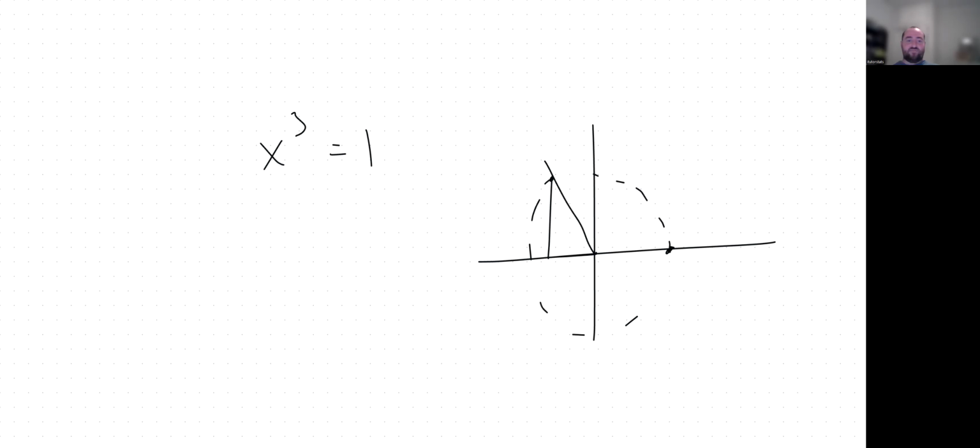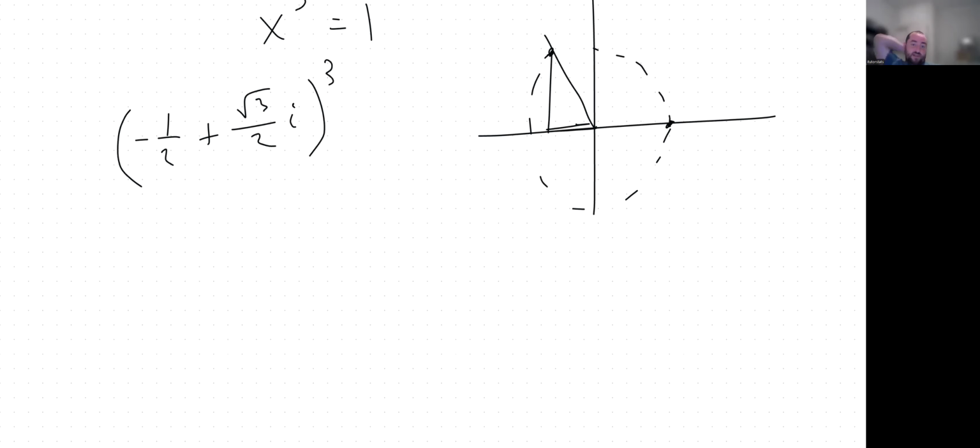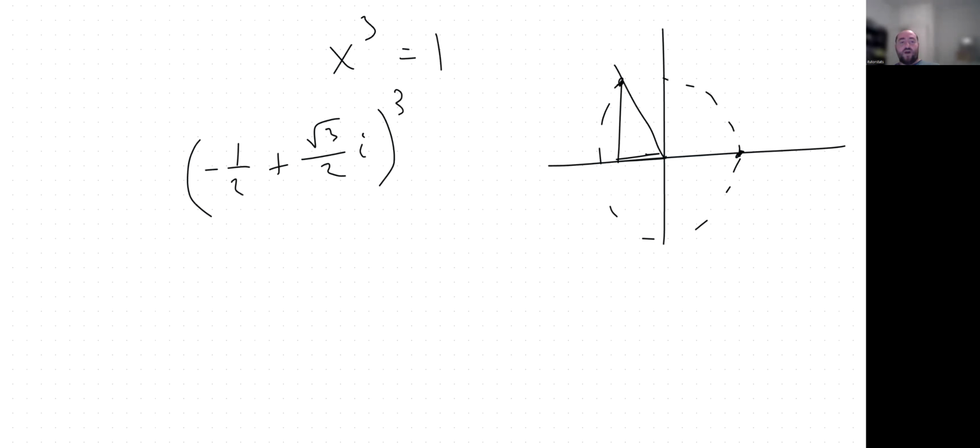And this point would have to be negative 1/2 plus square root 3 over 2i. And so if we cube it, meaning if we take 3 of them and multiply them, then we should have 1. Let's check that right now. Okay? Well, how are we going to check that?